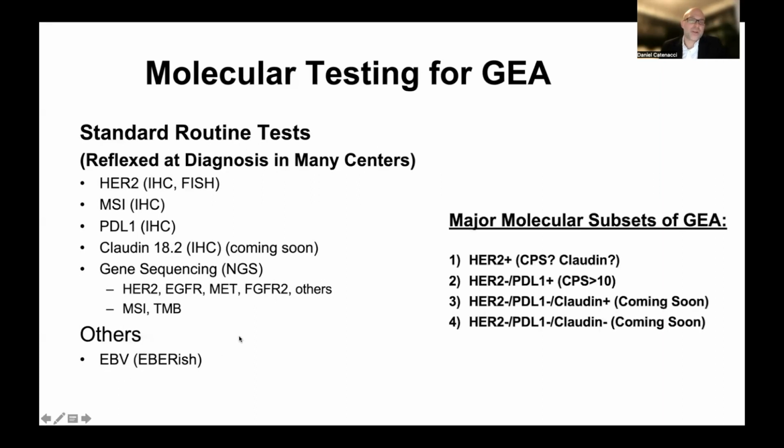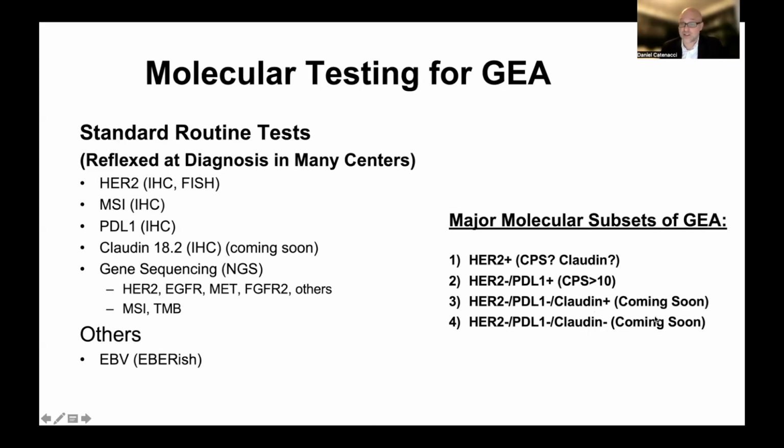But overall, the reason that these tests are done is because at the moment, in January of 2023, there are some major molecular subsets of the disease that then have implications on therapy that we're going to go through. One is HER2 positive disease. One is HER2 negative, PD-L1 positive disease. I use a cutoff of combined positivity score of 10 or higher. Others use 5. We'll talk about that at later videos. Then HER2 negative, PD-L1 negative, and then claudin positive versus claudin negative.